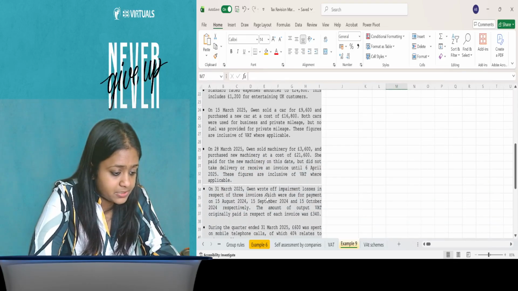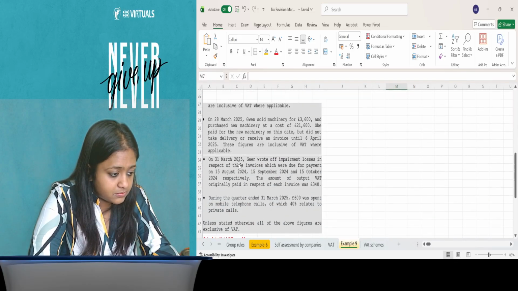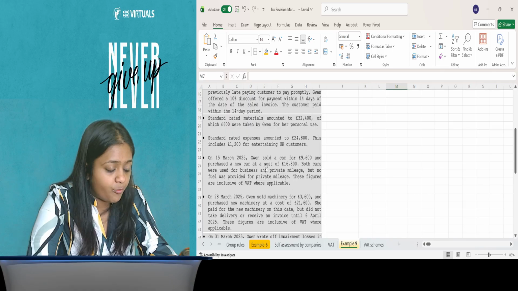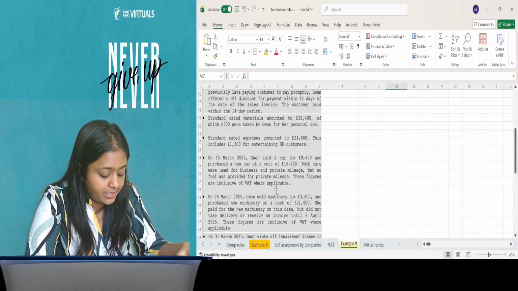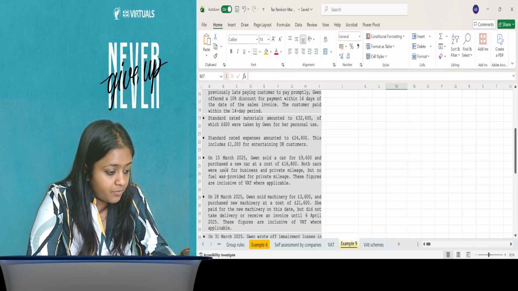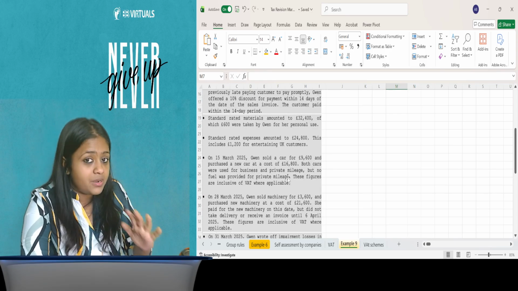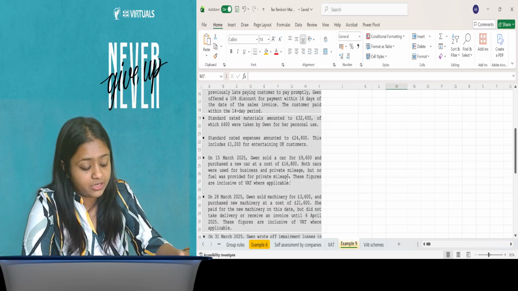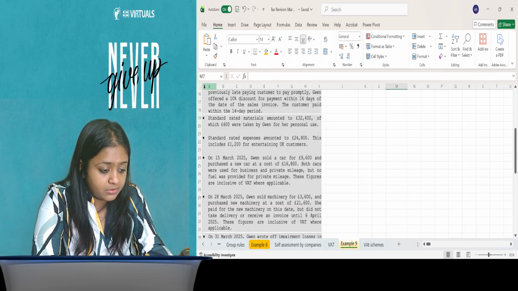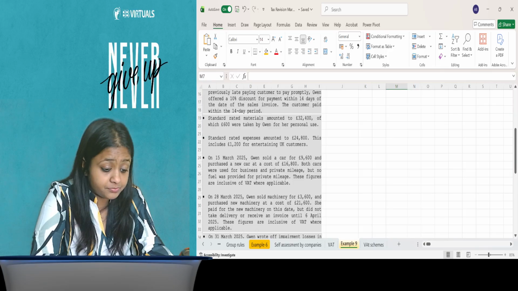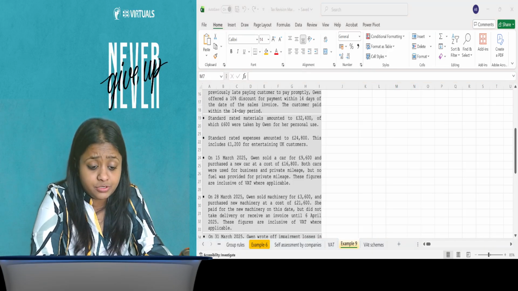Now the next one is this car one. On 15th March 25, Gwen sold a car for 9,600 and purchased a new car at a cost of 16,800. Both cars were used for business and private mileage, but no fuel was provided. Now you know that if it's a normal car business, it will be a part of VAT calculation, but we have to do the calculations accordingly.